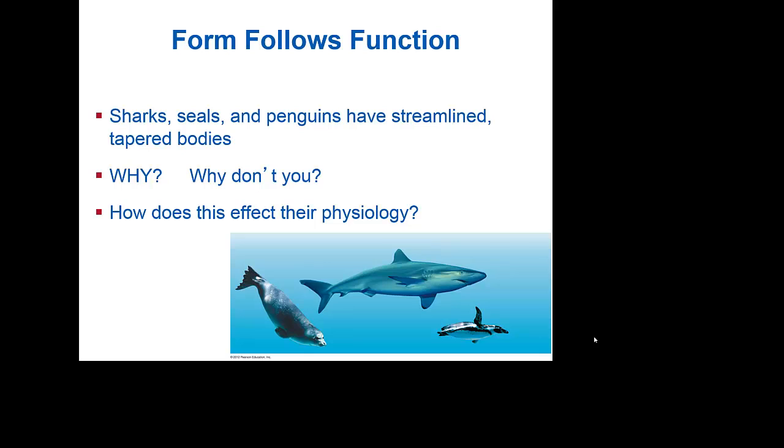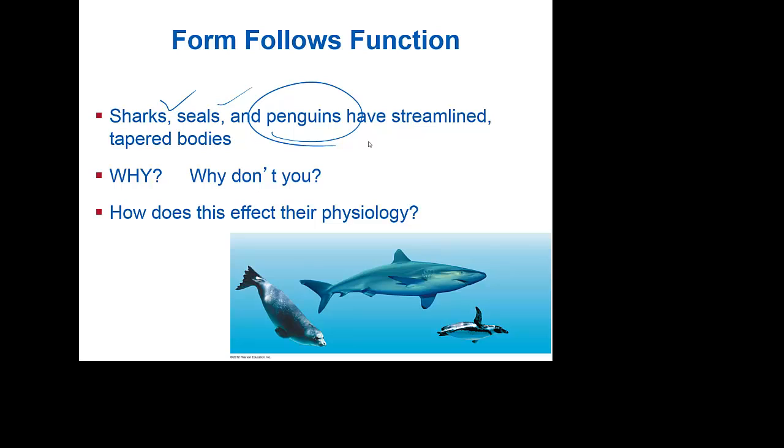So when we look at an organism being shaped a particular way, having particular physical characteristics, we certainly have to think about the environment in which they live, why they might have a particular form, like why are sharks and seals and penguins streamlined? Why are they kind of torpedo shaped compared to you? I am sure you are an excellent swimmer, but I bet you can't outswim them. Why not?